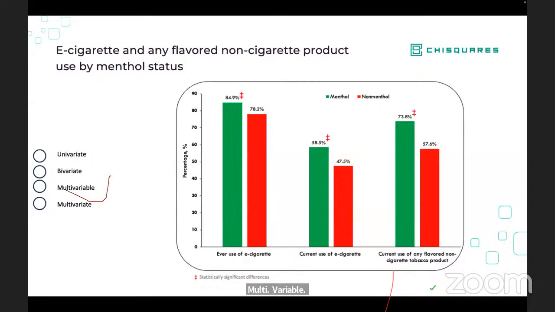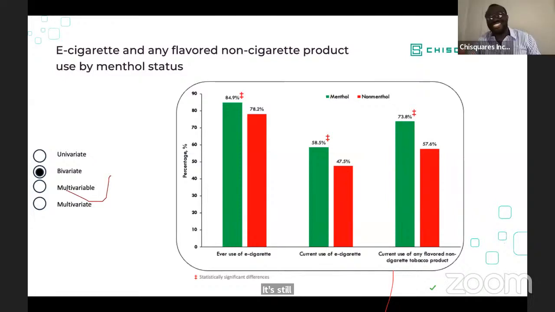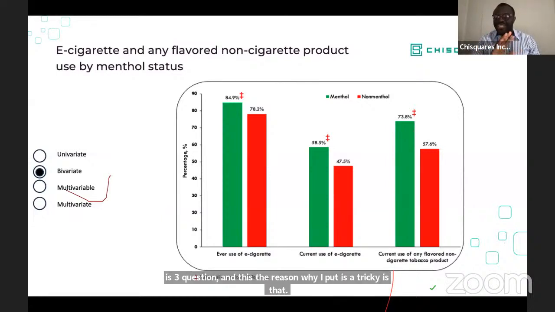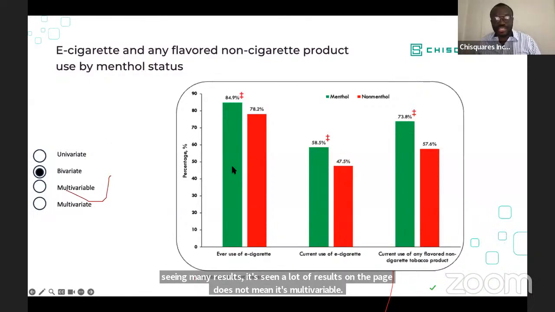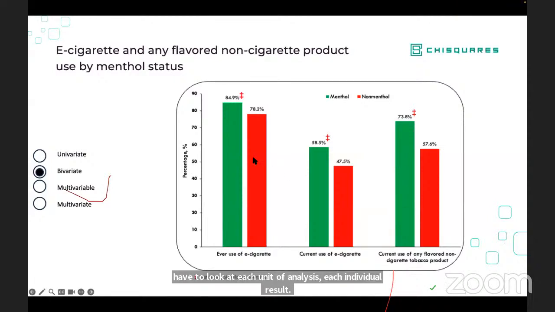Multivariate. Okay. Bivariate. This is a trick question, and the reason I put this to trick you is that when people see a lot of results on the page, they just say, "Oh, it's multivariable." But seeing a lot of results on the page does not mean it's multivariable. You have to look at each unit of analysis, each individual result. Is it multivariable? It's bivariate.